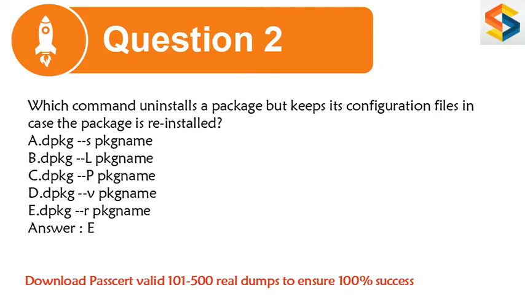Question 2. Which command uninstalls a package but keeps its configuration files in case the package is reinstalled? A. dpkg -s pkgname. B. dpkg -l pkgname. C. dpkg -p pkgname. D. dpkg -v pkgname. E. dpkg -r pkgname. Answer: E.